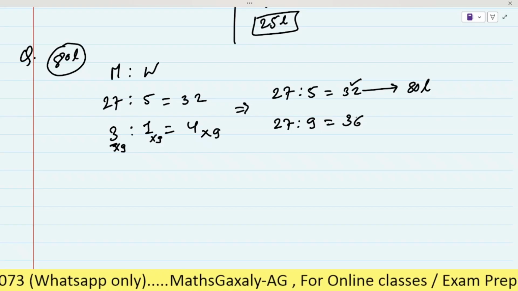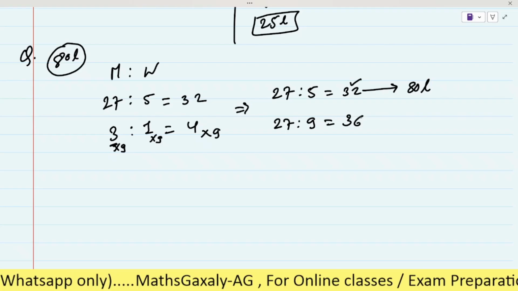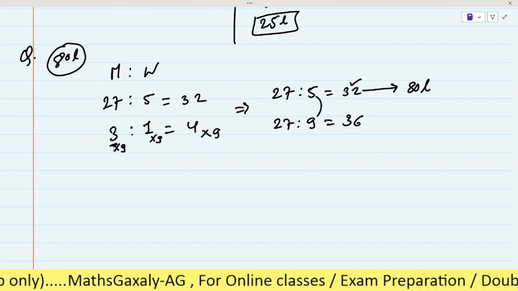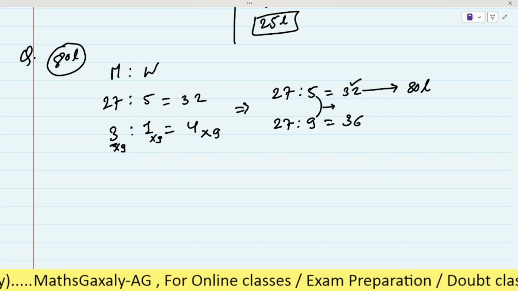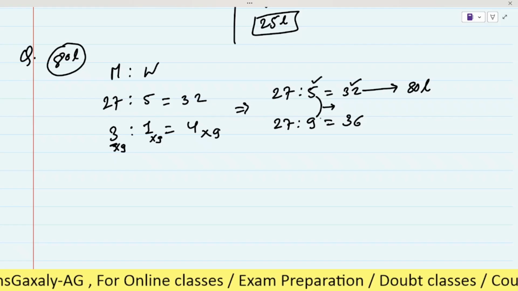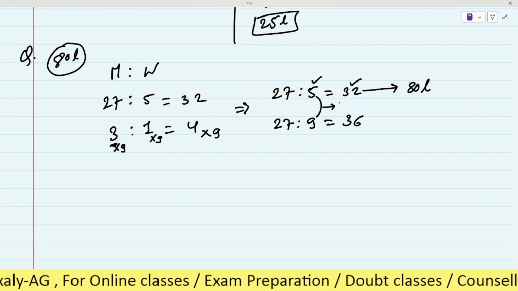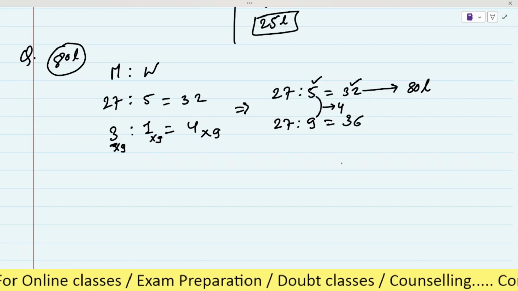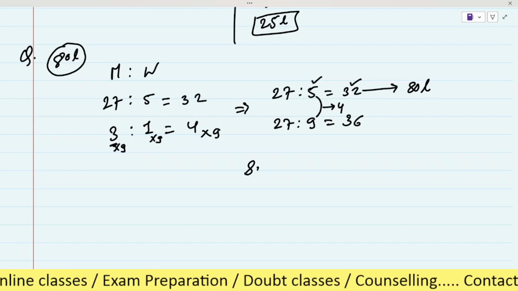Now you have to find the amount of water which we have added. See here the difference of water. How many units have been added? Initially it was 5, now it's 9. It means 4 units have been added. So here you have to find the value of 4.